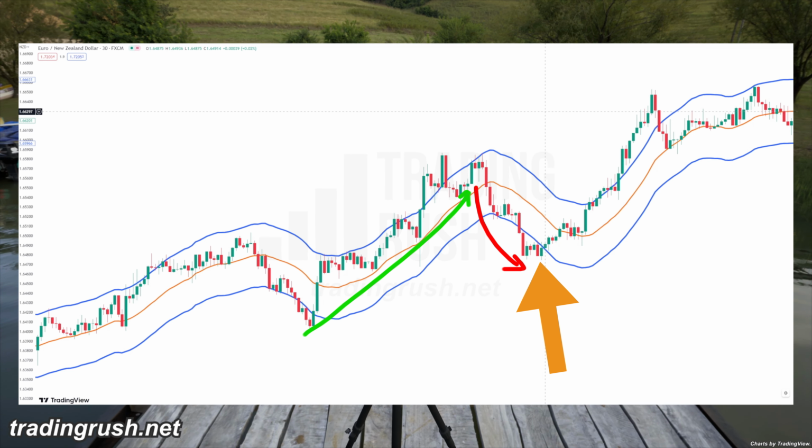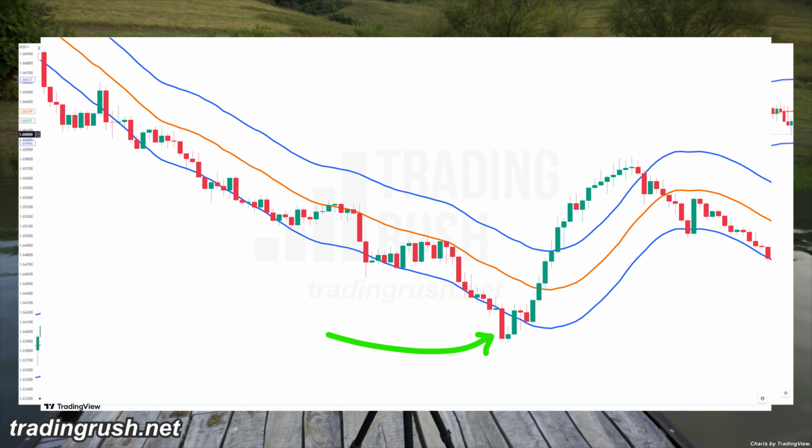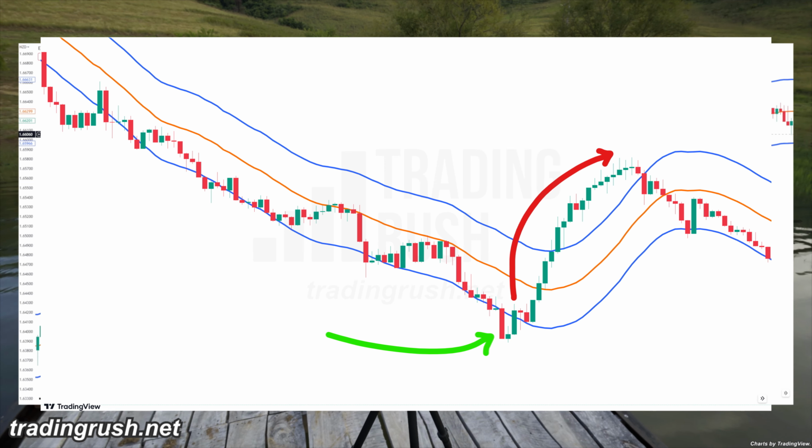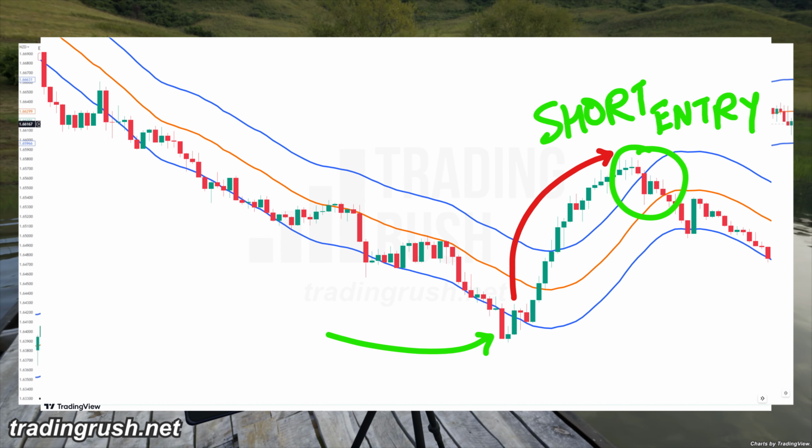I would use an indicator such as MACD for the entry point. In a downtrend, if the price breaks above the upper band, it indicates that the pullback is good, and you can then take an entry in the downward direction.